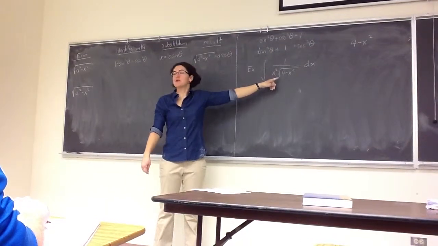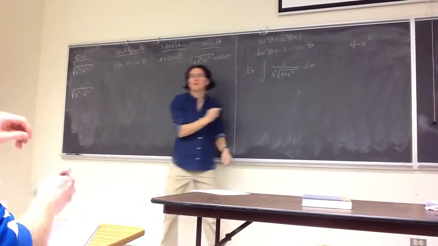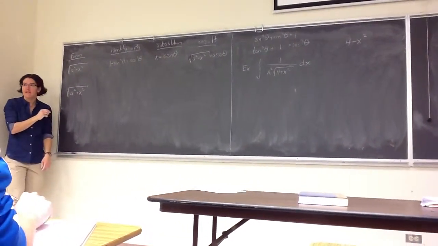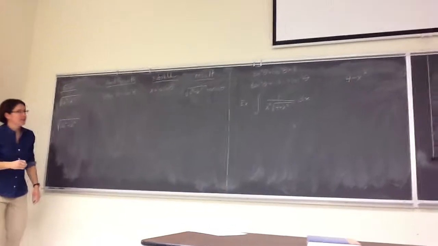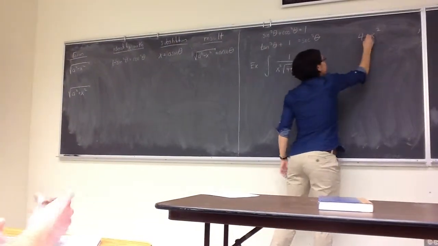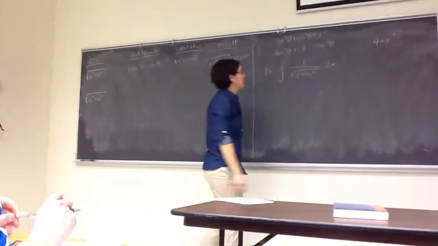Example is 1 over x squared times the square root of 4 plus x squared. And that makes this one a plus. Alright. That would have been silly. Okay, so 4 plus x squared. Alright, new form. So this is our a squared plus x squared.